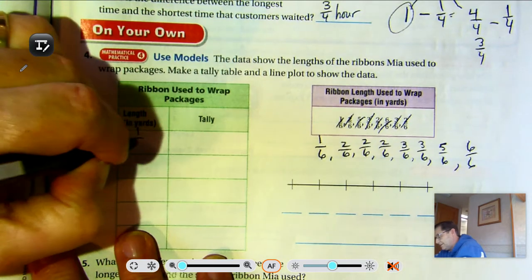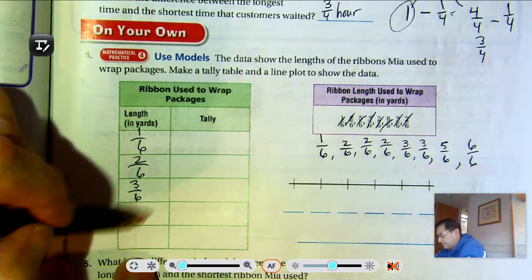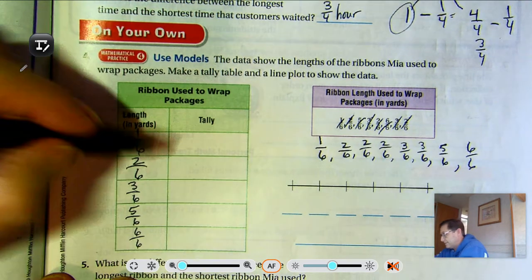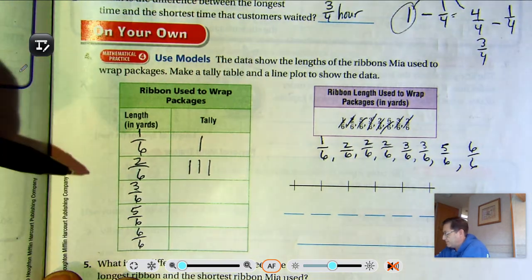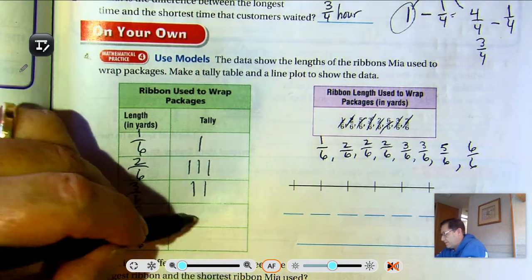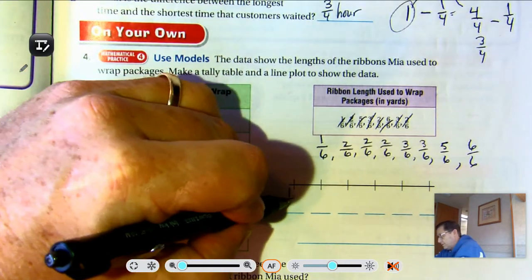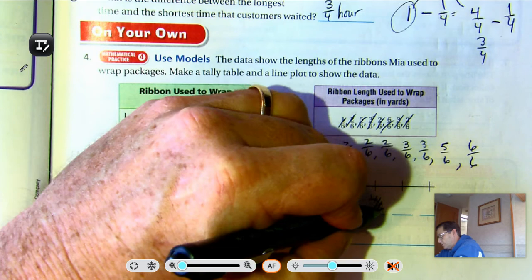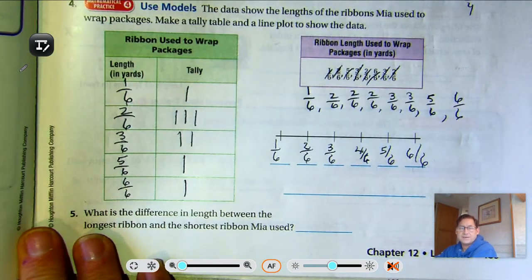So 1/6, 2/6, 3/6, 5/6, 6/6. 1/6, there's 1 ribbon. 2/6, 1, 2, 3. 3/6, 1, 2. 5/6, 1. 6/6, 1. So the scale is 1/6, 2/6, 3/6, 4/6, 5/6, 6/6. All right, so those are going to be the data points of my line plot.